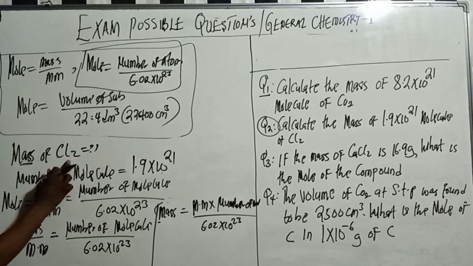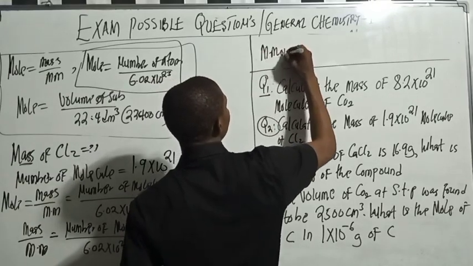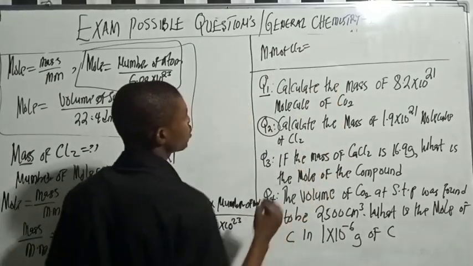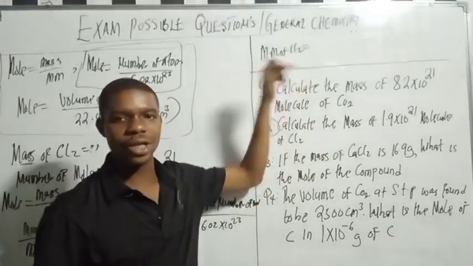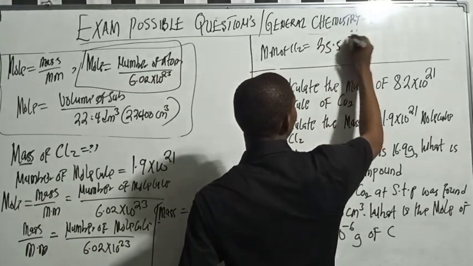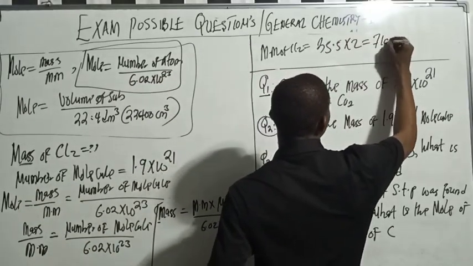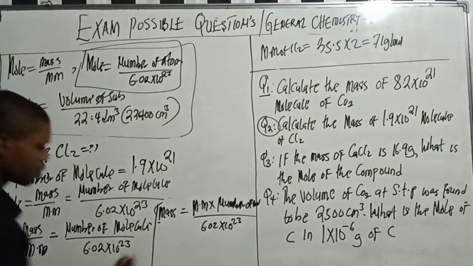Of Cl2, right? So the molar mass of Cl2 is what? Remember, the atomic mass of chlorine is 35.5, right? So it will be 35.5 times 2, which is going to be 71 grams per mole, right? So that's what you want to do here.